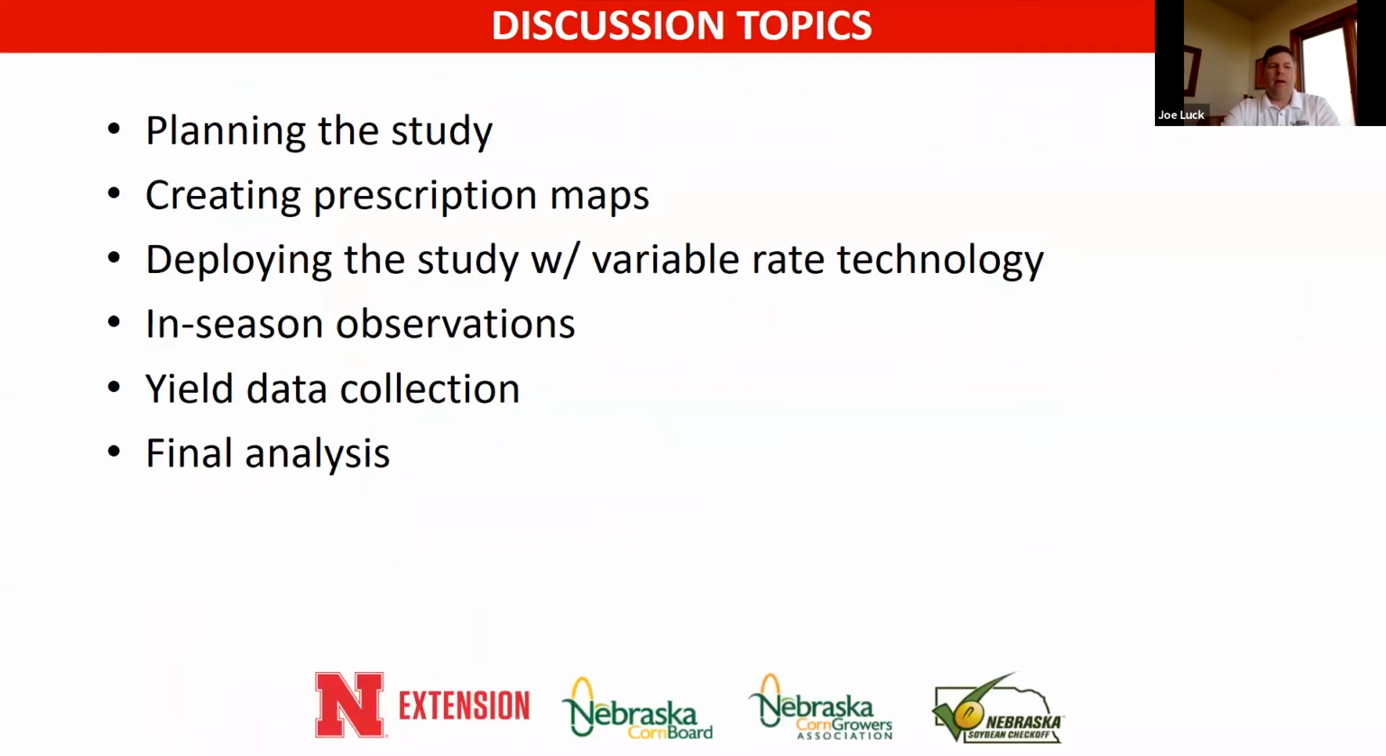So just a quick overview of what we'll talk about. I thought it might be nice to walk through this as if we're going through the year doing an on-farm research study. So we'll talk a little bit about how to plan. One of the things we do a lot of work with is prescription map development, and then actually going out to the field to deploy the study. One of the things I think is really important is in-season observations. We'll talk a little bit about some tools for that. And then, probably the most important piece of this is the yield data collection at the end of the year, and then the final analysis that you put together for the study.